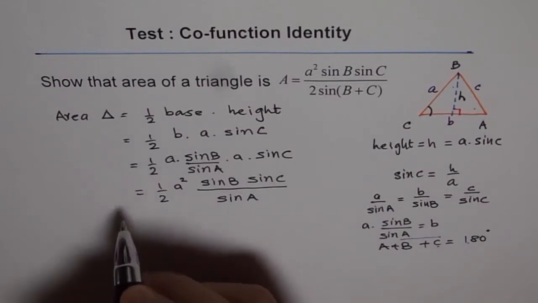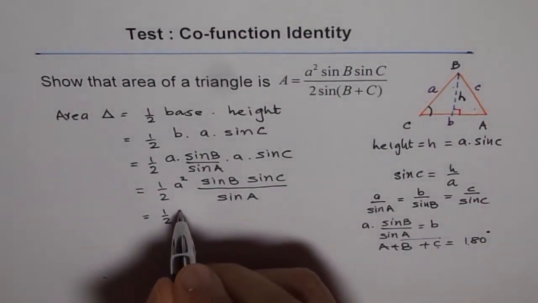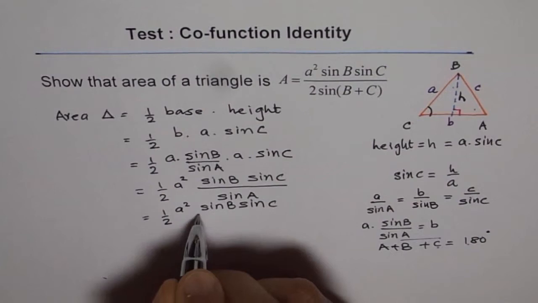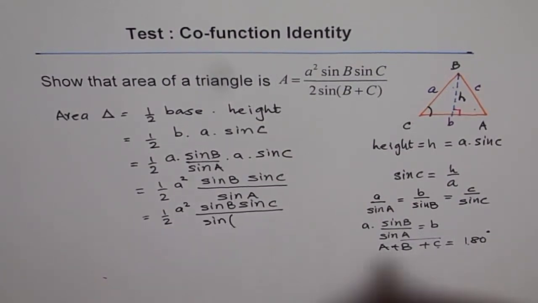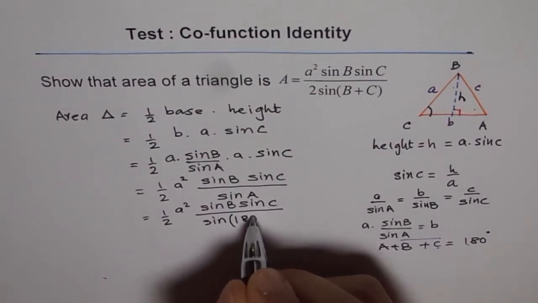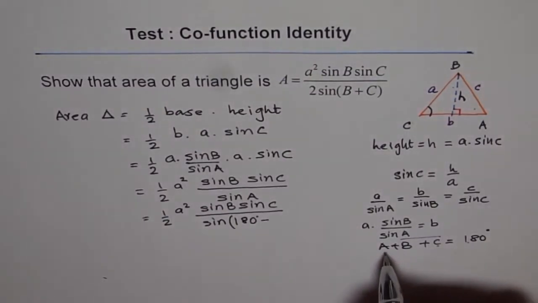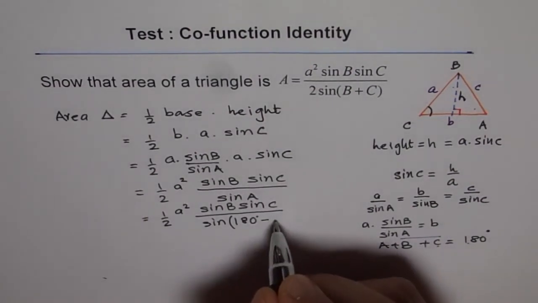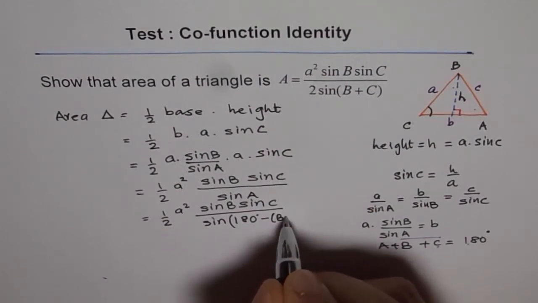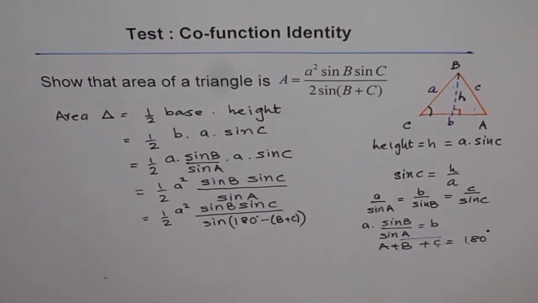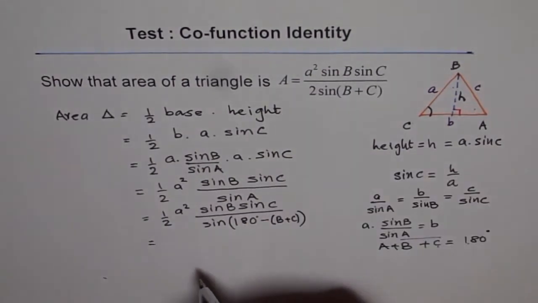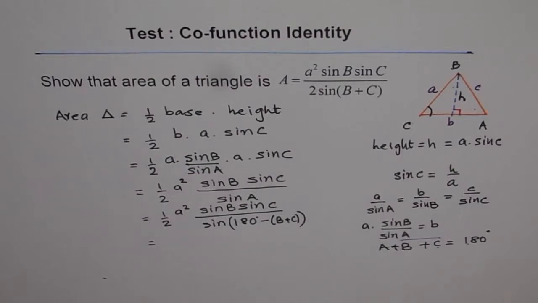That's right. So we can write this as half of A square sine B sine C divided by sine of 180 degrees minus, since A is 180 degrees minus (B plus C), right? Let me use brackets here: B plus C in bigger brackets. So we know A is 180 minus (B plus C), so we replace this. So at least we have B plus C also in our formula now. Now what is sine of 180 minus (B plus C)?